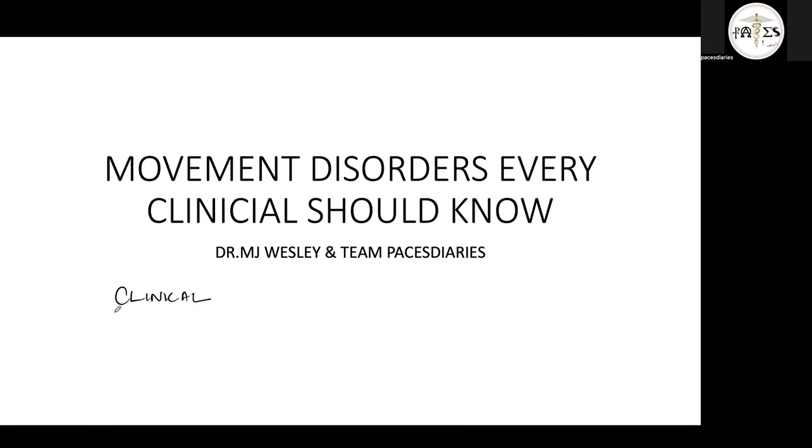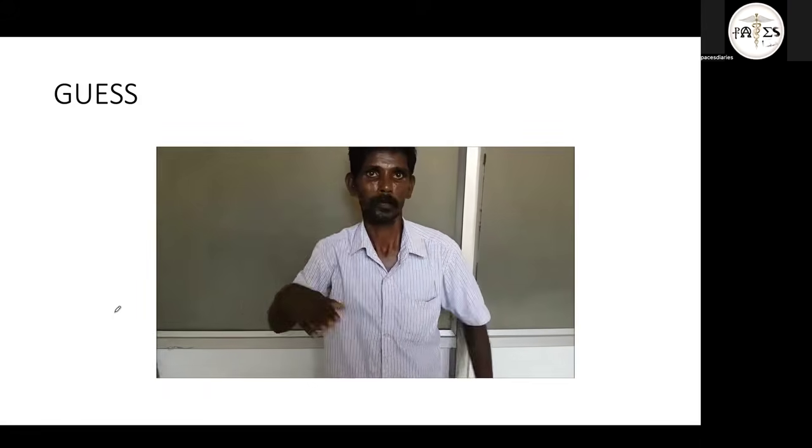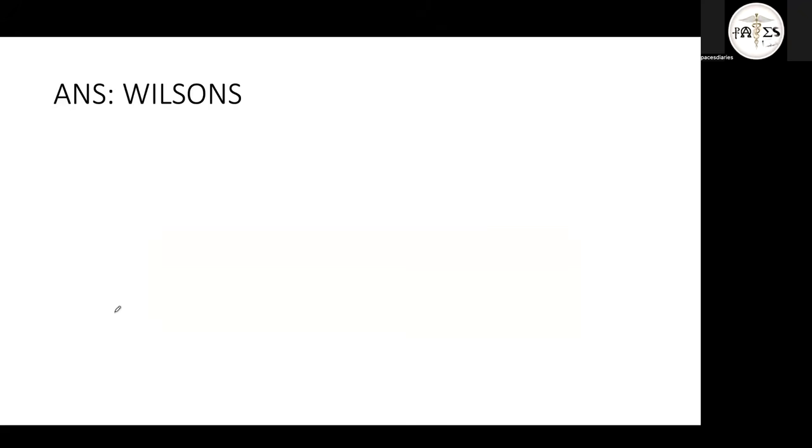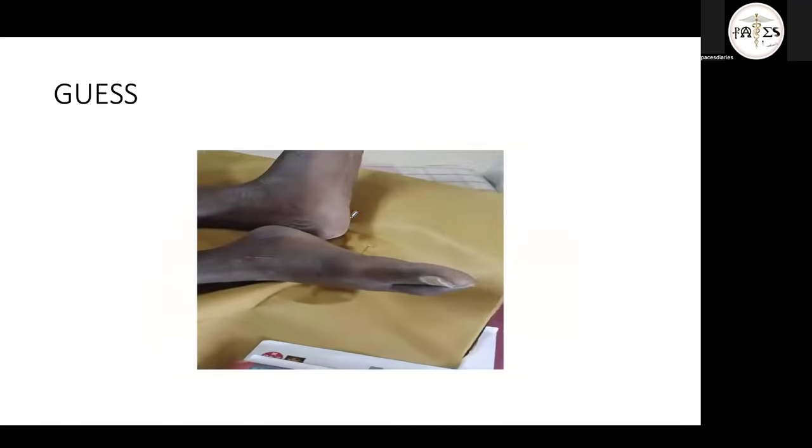All right, let's go. 3, 2, 1. Now see this particular movement. How is it looking? Stretching his hand, isn't it looking like the wings of a bird beating, flapping up? See here carefully, when the arms are approximated. Getting it? Yes, this is Wilson's disease. This is your classical wing beating tremor. All right, let's go to the next movement.